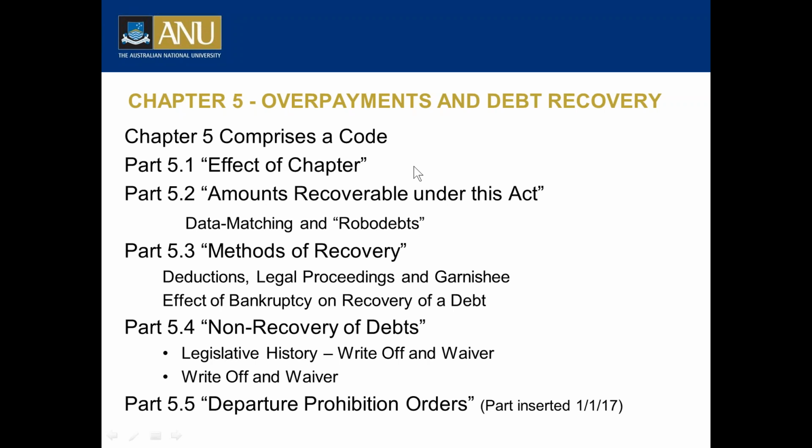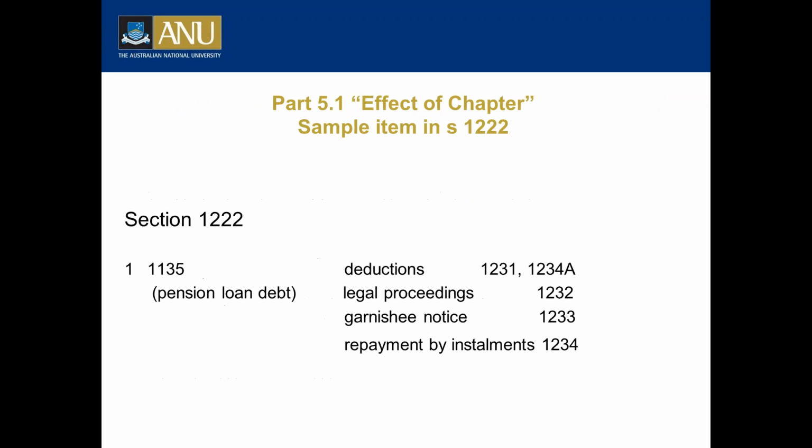Okay, so I'm going to go through the code itself. There's a Part 5.1, just a small point. Part 5.2, what's recoverable under the Act, and I talk about data matching, and then I go to the Robodebts. Methods of recovery, I probably won't talk about that very much. I doubt I'll have time to get to bankruptcy. And the non-recovery area, I do want to talk a bit there because it's very important now. And departure orders, I'll just skim over. So the code, that's Walker, it's in the paper, so have a look at that.